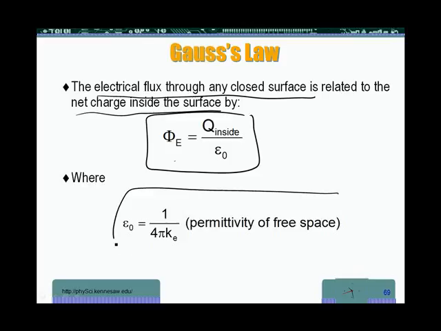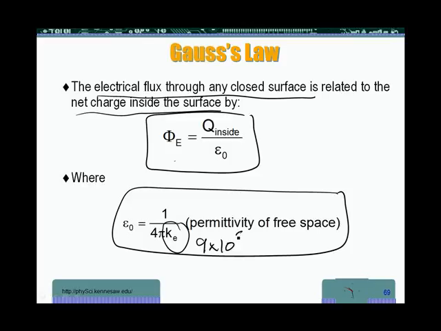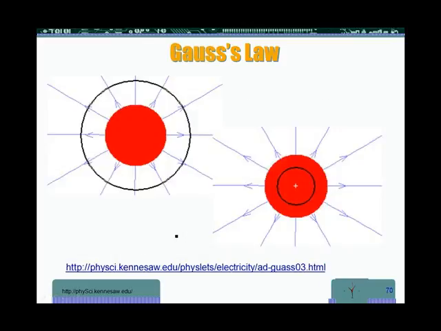Epsilon 0 is a constant, and it is actually related to that 9 times 10 to the 9 newton meter squared per coulomb squared. That's what that K is. E is to say electrostatic. So it is the amount of charge inside over epsilon 0. Okay, let's take this case, for example, here. What we have here is an insulator that is charged.